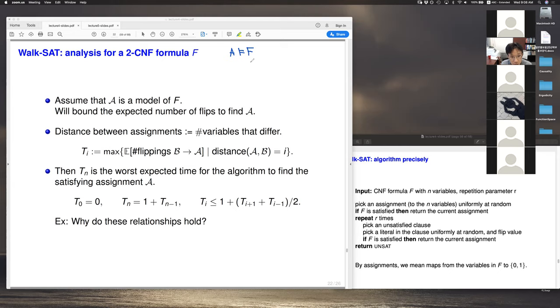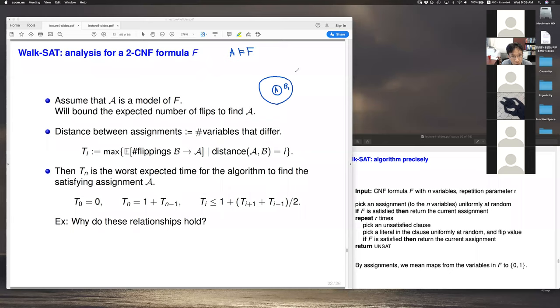We assume these situations, and then under this situation, we classified all the other assignments by their distance to A. So we said there are some assignments which are exactly the same as A. There are some other assignments that are quite close to A in the sense that the truth value of only one propositional variable is different. So these are some assignment B1.